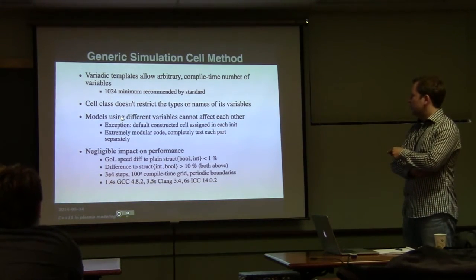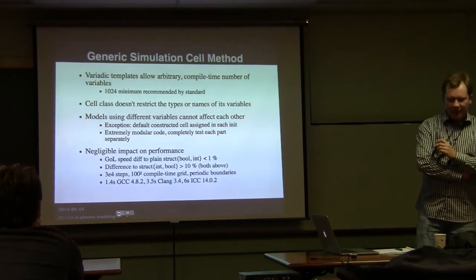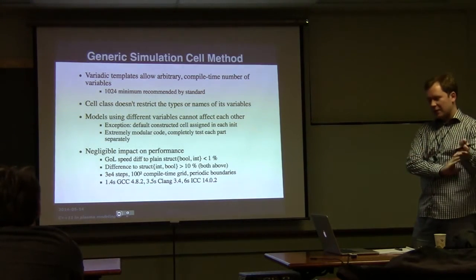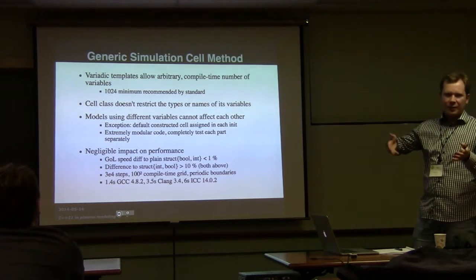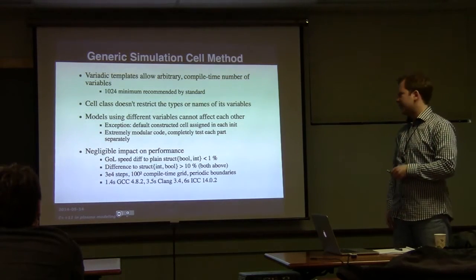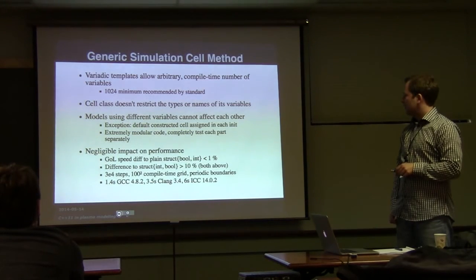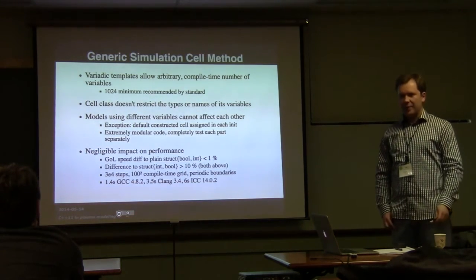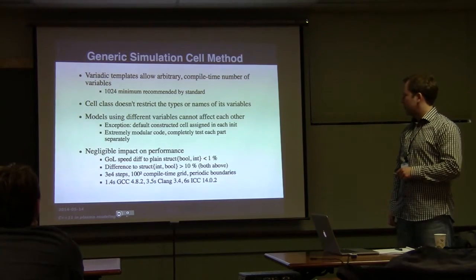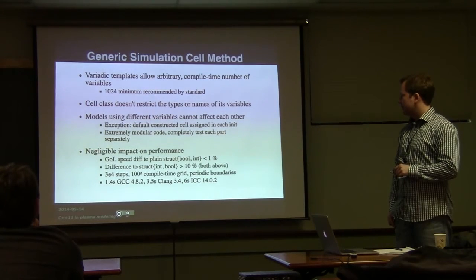And so one nice thing is that models which use different variables can't really affect each other in any way by definition. Well, there is one exception. If you default construct one cell and then assign it, then all the previous initialization that was done by the previous code is lost, because now you default constructed the cell and then started again. So this is maybe the only thing that should be avoided. But in every other way, it's extremely modular code. So by definition, the different parts can't affect each other. So it eases testing and validation and stuff like that a lot.